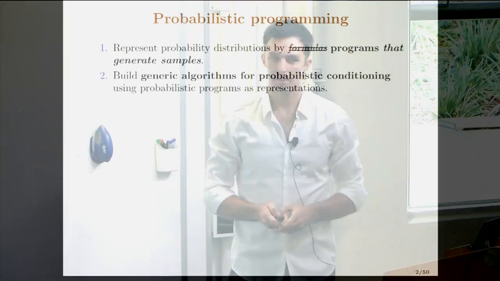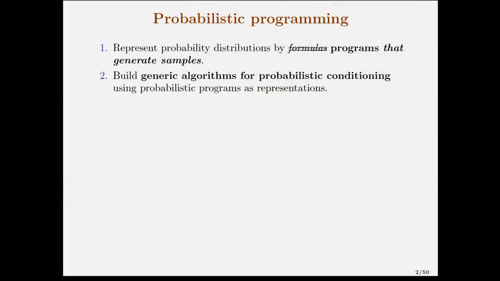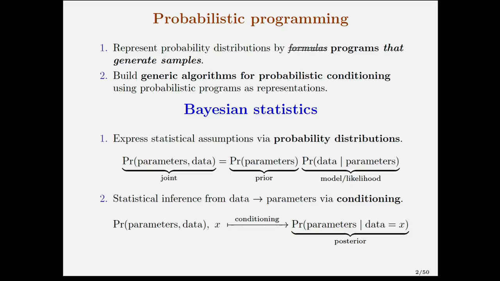So probabilistic programming has maybe two key ideas, at least from the perspective of this simple story. One is that we can represent probability distributions not by formulas, but by programs that generate samples. And that's a formal representation. So that shouldn't surprise maybe people in this audience. And then the second key idea is that we can build generic algorithms for probabilistic conditioning that take as input these types of representations, so code, describing distributions.